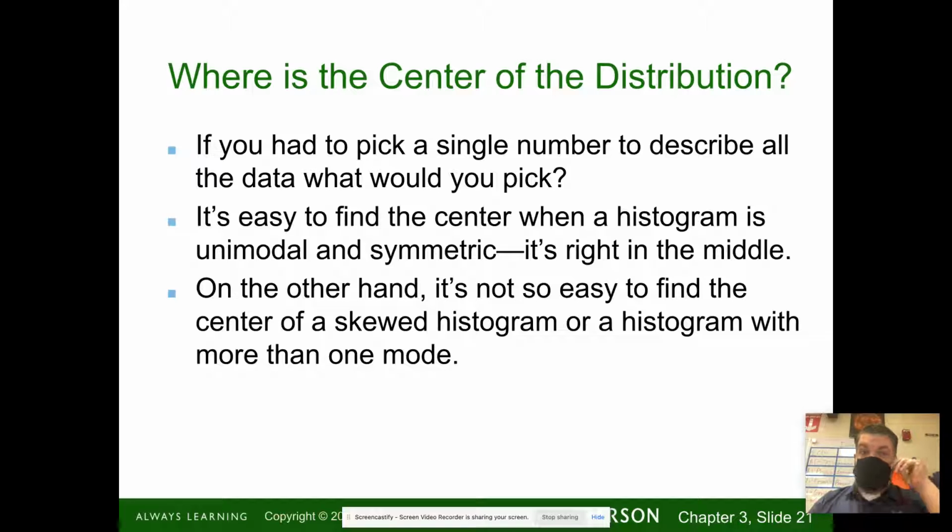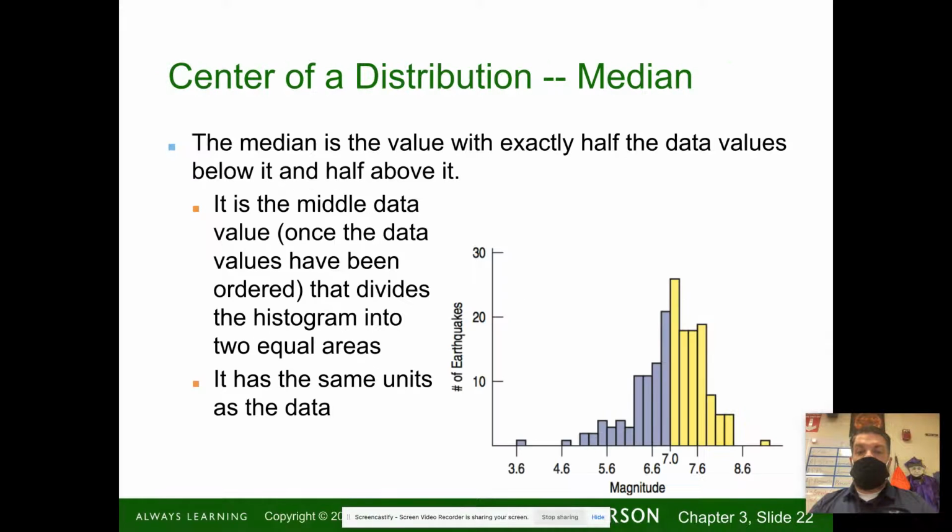So anyways, where is the center of the distribution? If you pick a single number to describe all the data, what would you pick? The easy way to find the center when a histogram is unimodal and symmetric is that it's usually right in the middle. If it's skewed, then you pick out the center at where the peak is, which is the best way to describe it.